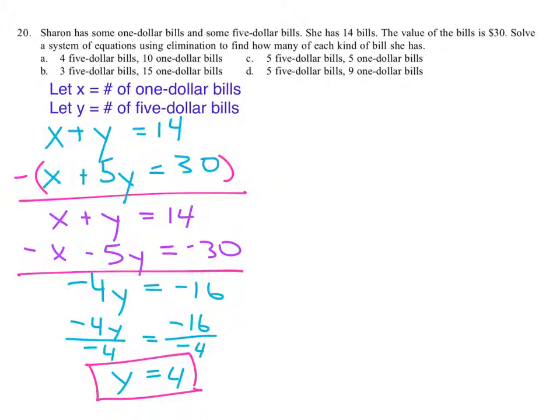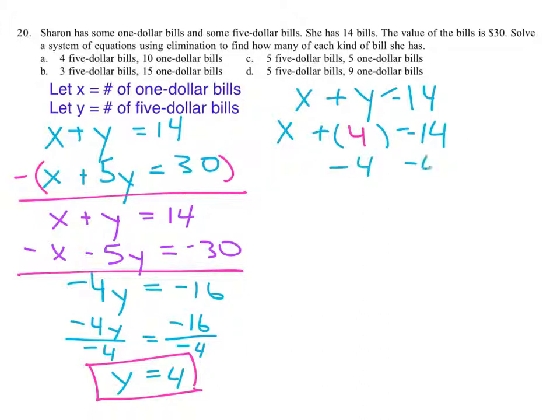And we can then solve for x by plugging it back in and saying, okay, well then, if we had x plus y equals 14, and y was 4, then we would say x plus 4 equals 14, and then subtracting 4 from both sides, we get x equals 10. So we would have 10 $1 bills and 4 $5 bills. And you can do a proof for both, and you should.